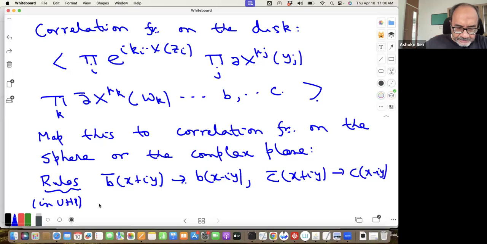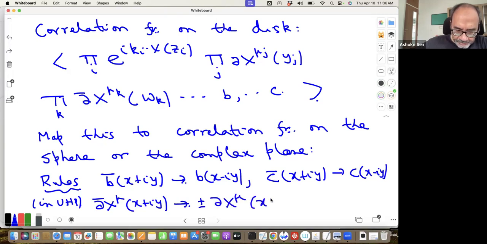Okay. And similarly, if we have del bar X mu of x plus iy, we replace it by plus or minus del X mu of x minus iy. Here plus will be for Neumann, minus will be for Dirichlet. And similarly for psi mu. And also e to the phi, etc.